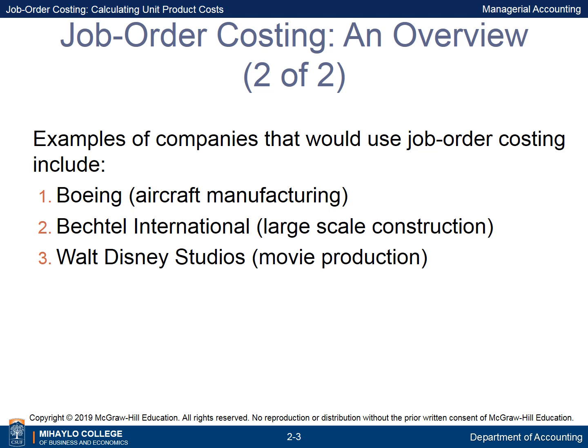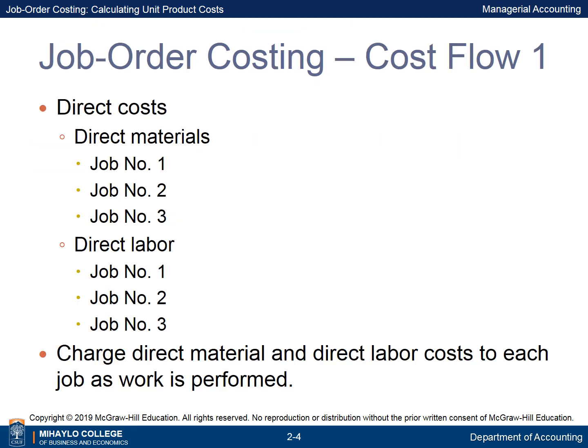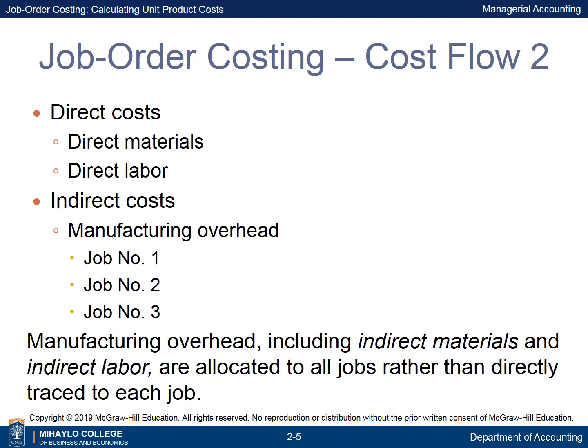Boeing is an aircraft manufacturer. Bechtel is perhaps the largest international construction company. Walt Disney Studios produces movies. In a job order costing system, direct materials and direct labor costs are charged to each job as the work is performed. Manufacturing overhead, including indirect materials and indirect labor, are allocated to all jobs rather than directly traced to each job.